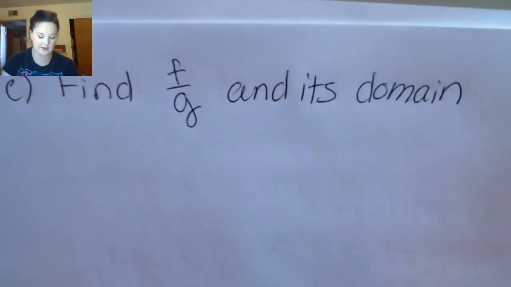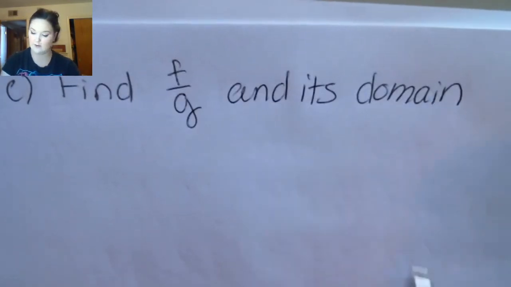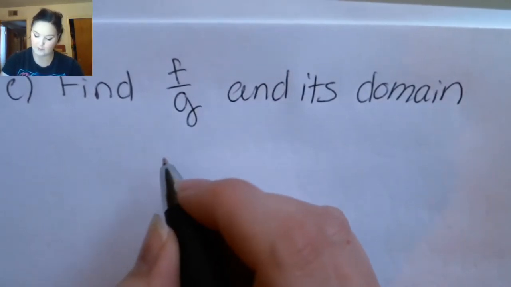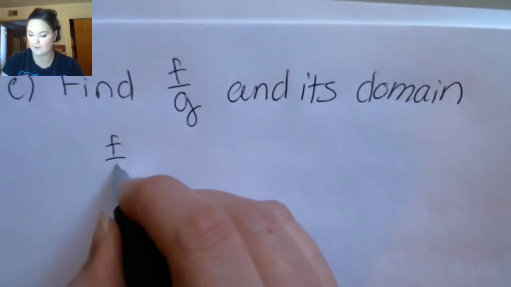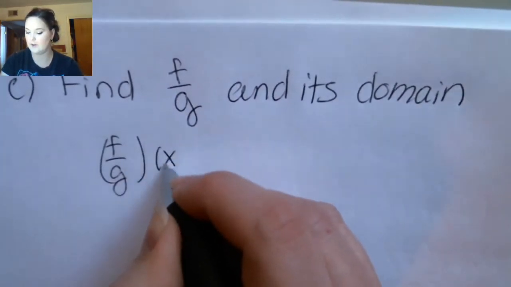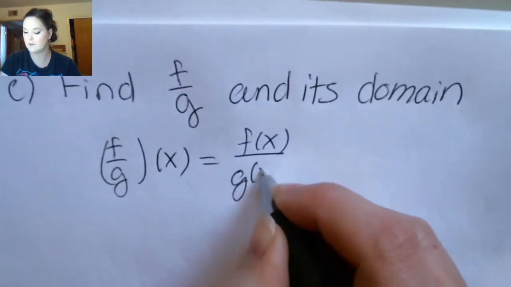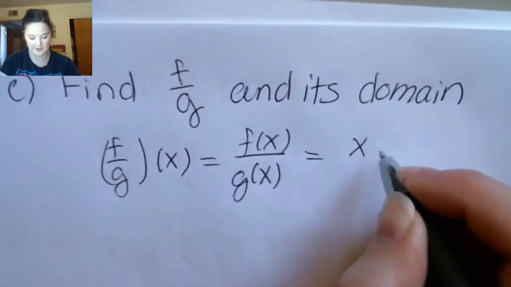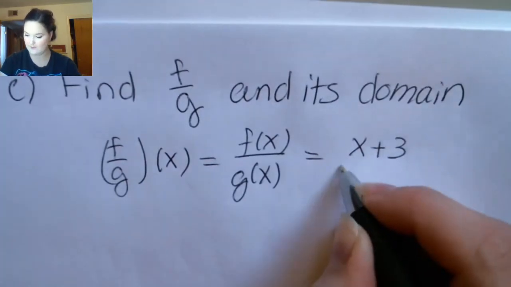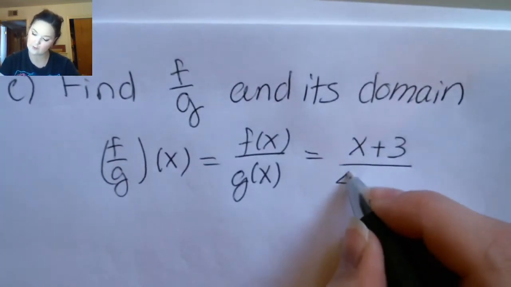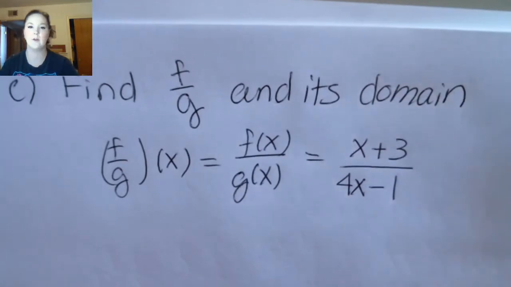Okay, so we're going to find f over g and its domain. So we would have f over g of x is f of x over g of x, which is x plus 3 over 4x minus 1.